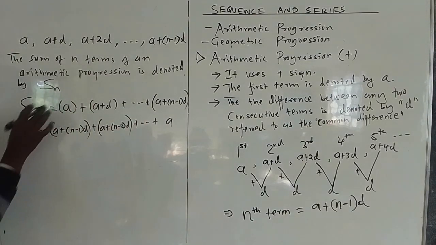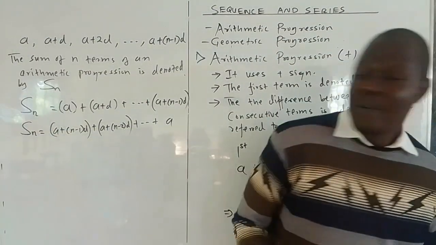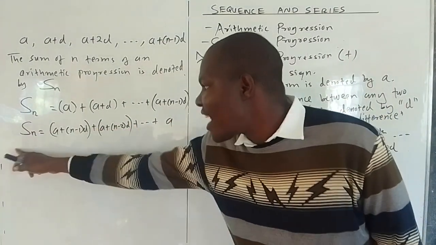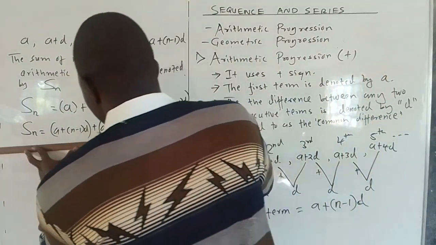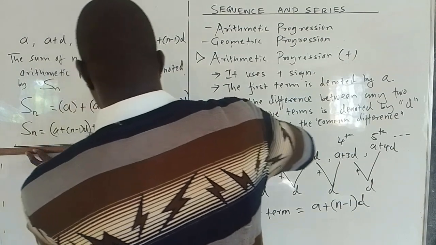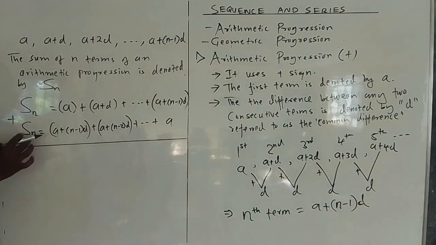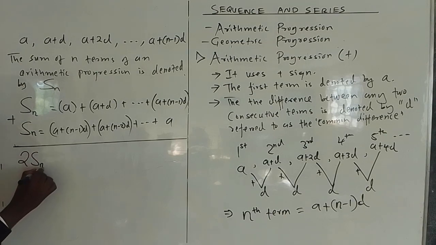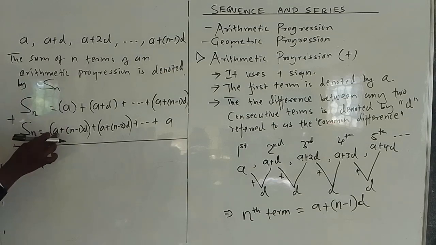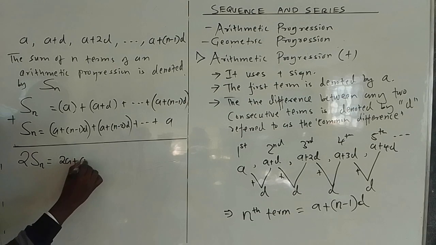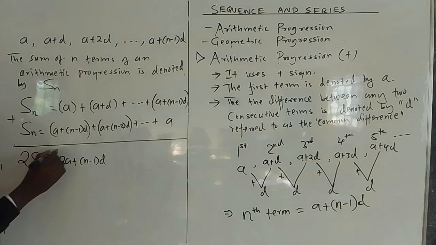So what if I now add the two? The first one I've gone direct, the second one I've started with the last one, and I now want to add the two. When I add the two, Sn plus Sn, I get 2Sn. Then here, a plus a is 2a. Then n minus 1 into d remains, isn't it? So you get 2a plus n minus 1 into d, because there is no n minus 1 d there, you are done with that.